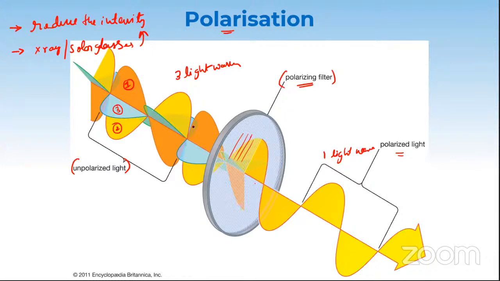Okay, and this instrument which is reducing the light or polarizing the light is called a polarizer or a polarizing filter. Sometimes it is also called an analyzer. There are many names, but all of them are the same. There is no difference.